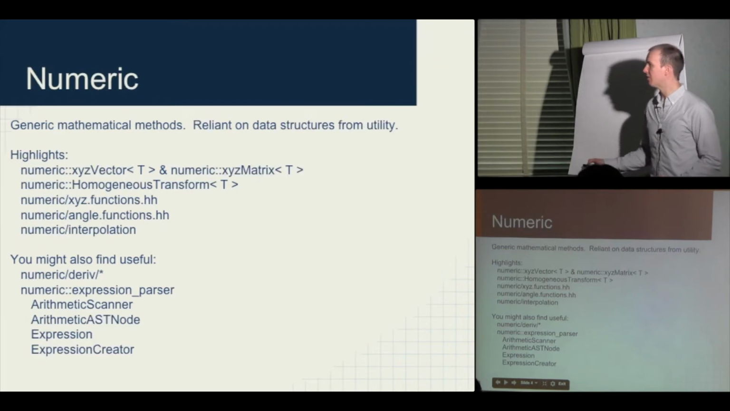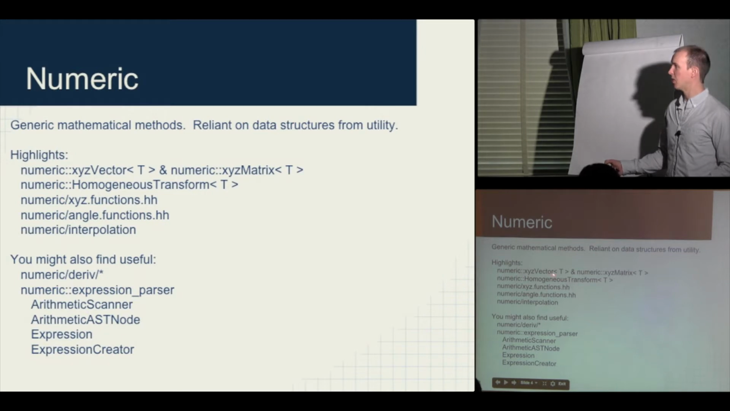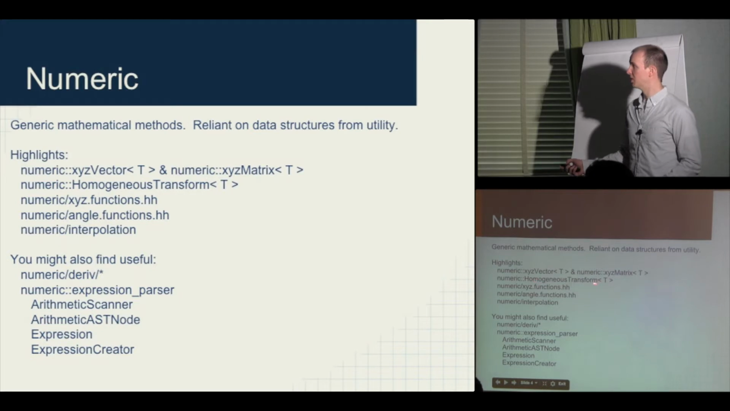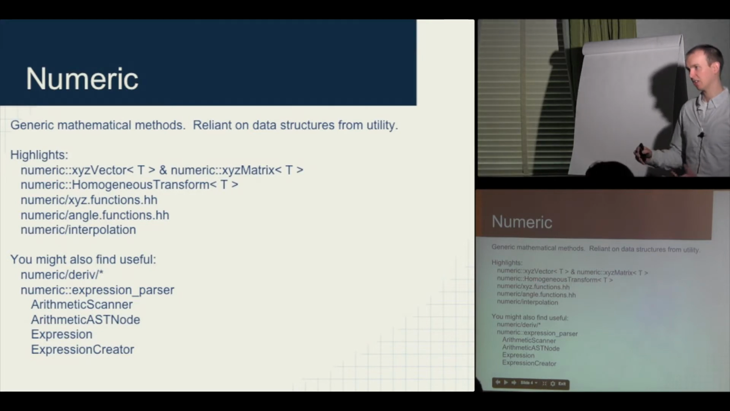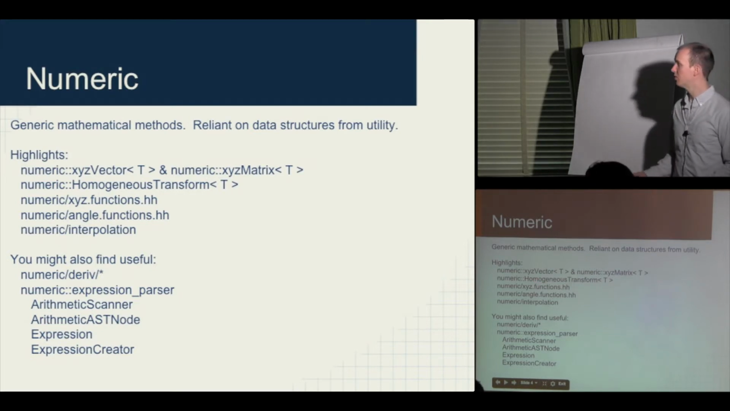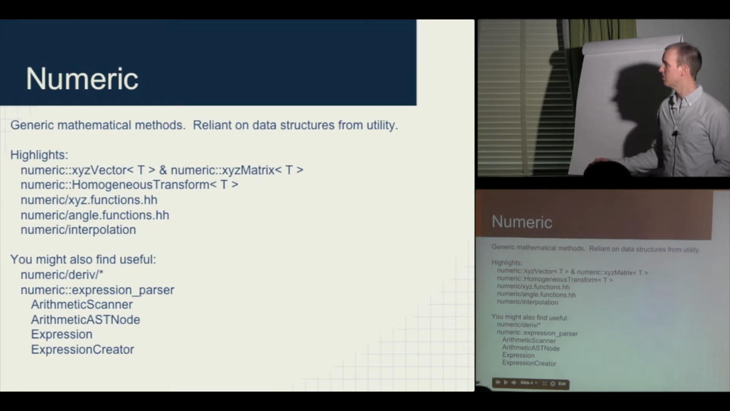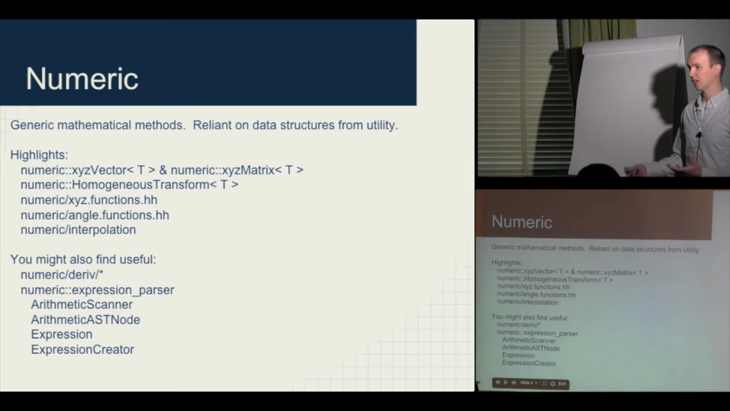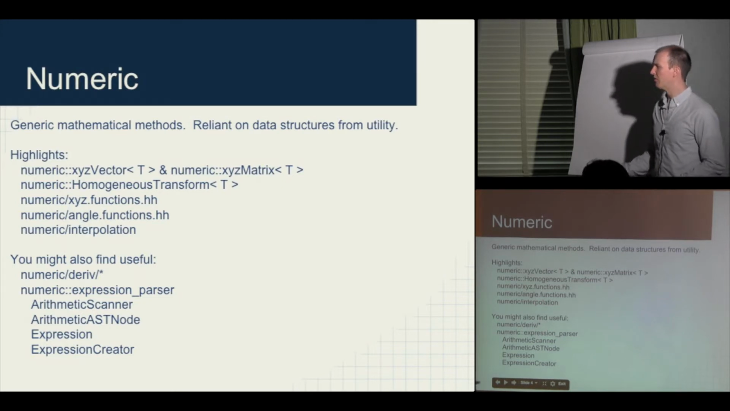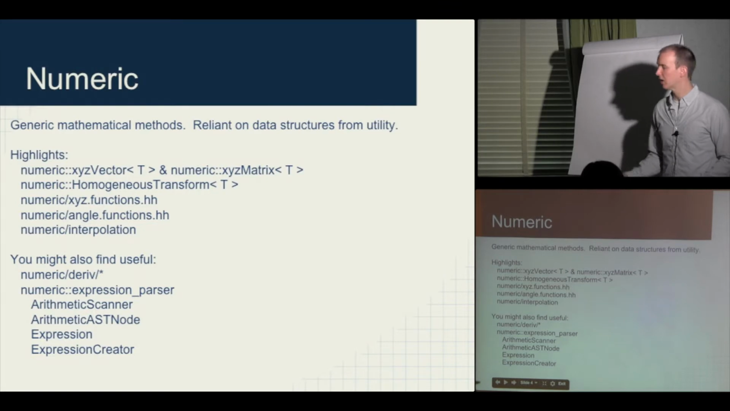In the numeric library, I'm going to cover XYZ vector and XYZ matrix, and homogeneous transform, which is a convenient way of representing linear transforms, rotations and translations. Some of these common numeric functions, such as computing the cosine of an angle given 3 points, or the dihedral of an angle given 4 points. And then I'm not actually going to cover numeric interpolation.